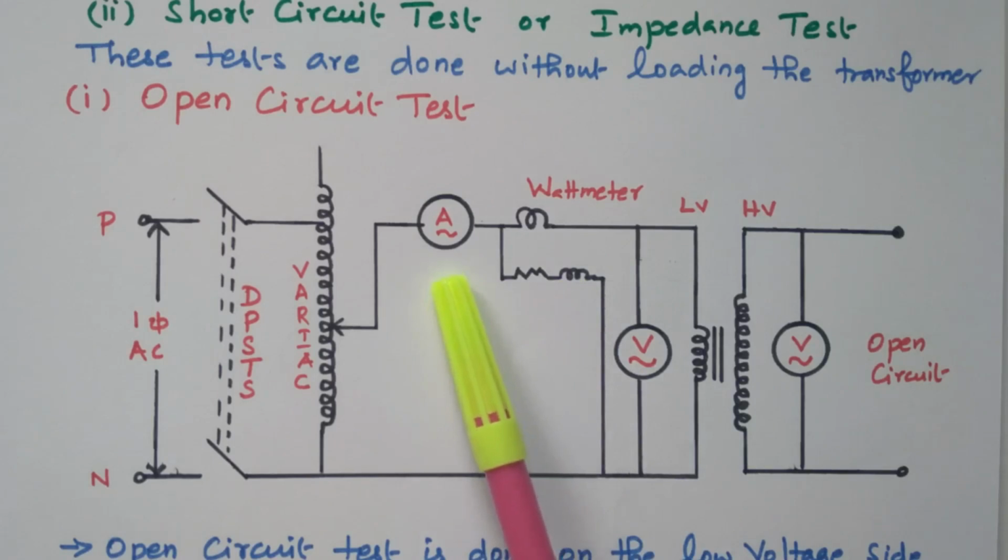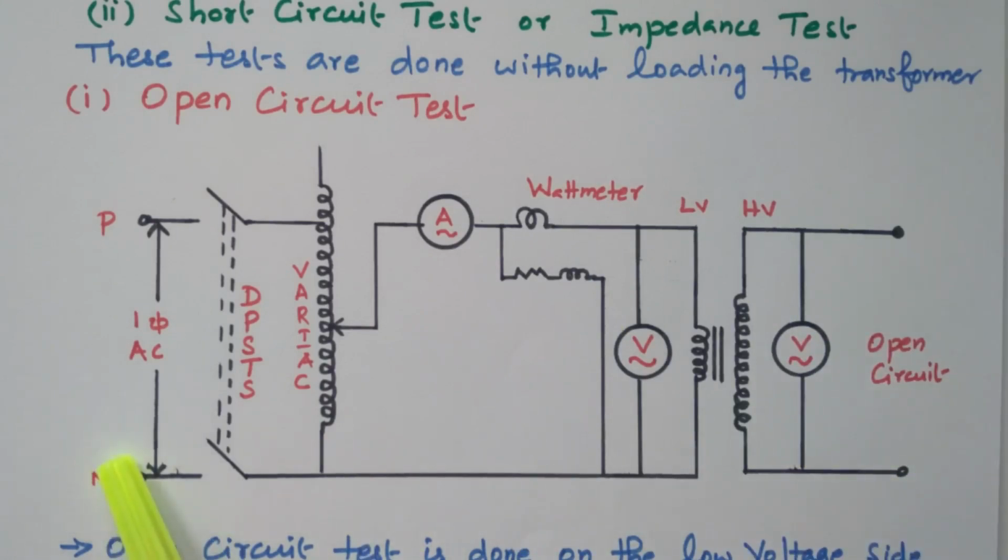This ammeter is used to measure the current flowing through the primary, and the voltmeter measures the voltage across the primary. The wattmeter will measure the input power. On the output side, one more voltmeter is connected. The no load condition means the secondary is kept open.